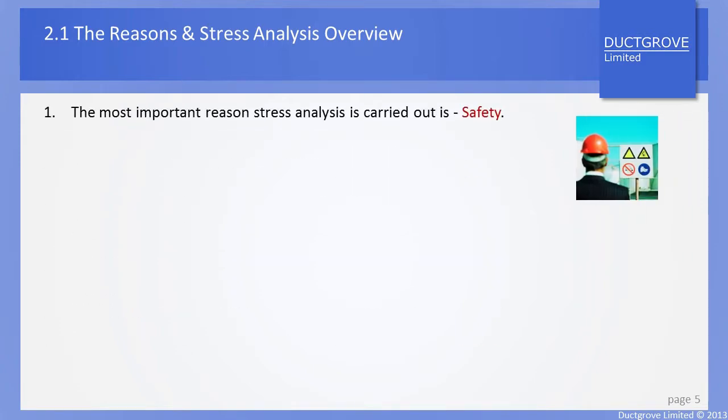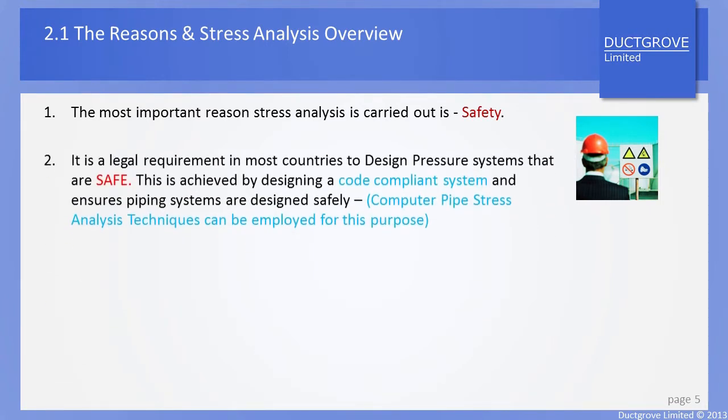The most important reason pipe stress analysis is carried out is safety. It is also a legal requirement in most countries to design pressure systems that are safe. This is achieved by designing a code-compliant system and ensures piping systems are designed safely. Computer pipe stress analysis techniques can be employed for this purpose.